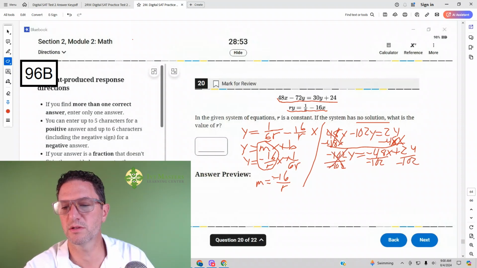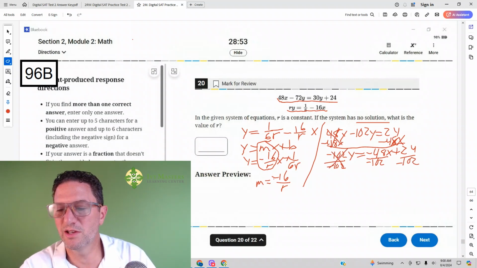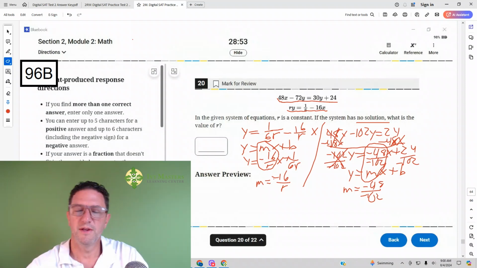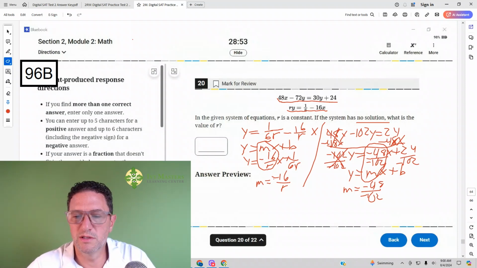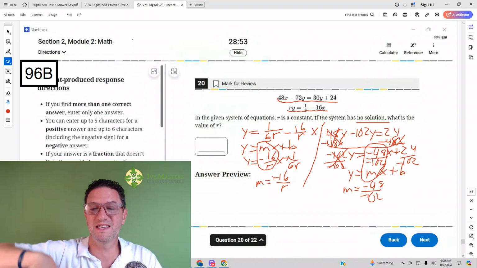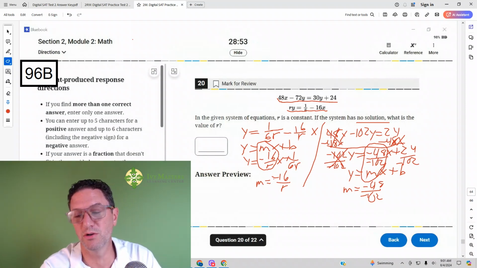And this cancels. You don't actually need to know it for the purpose of this question, but negative over negative is going to be a positive. So y equals mx plus b. Your m, you can see, is your slope right here. Negative 48 over negative 102. So m equals negative 48 over negative 102. And what you do need to know is you've got to plug these slopes in, set them equal to each other in Desmos in order to solve.